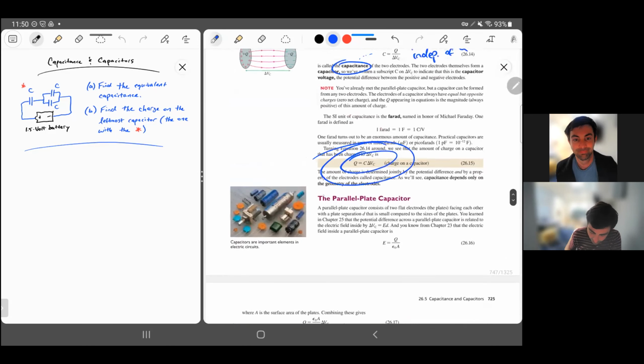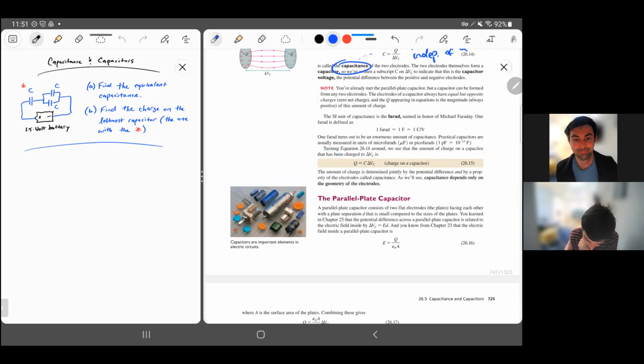This formula right here is telling us that for a given potential difference, the bigger the capacitance of the capacitor, the more charge it can hold. Okay, so you could have two different capacitors, two pieces of metal and then two much bigger pieces of metal separated by the same distance. You can actually store more charge on the bigger one. And so if you hook them both up to a 1.5 volt battery, there will be more charge on the one with a bigger capacitance, right? Just based on this formula. So it's like how much charge. So for a given potential difference, the bigger the capacitance of a capacitor, the more charge it can hold.